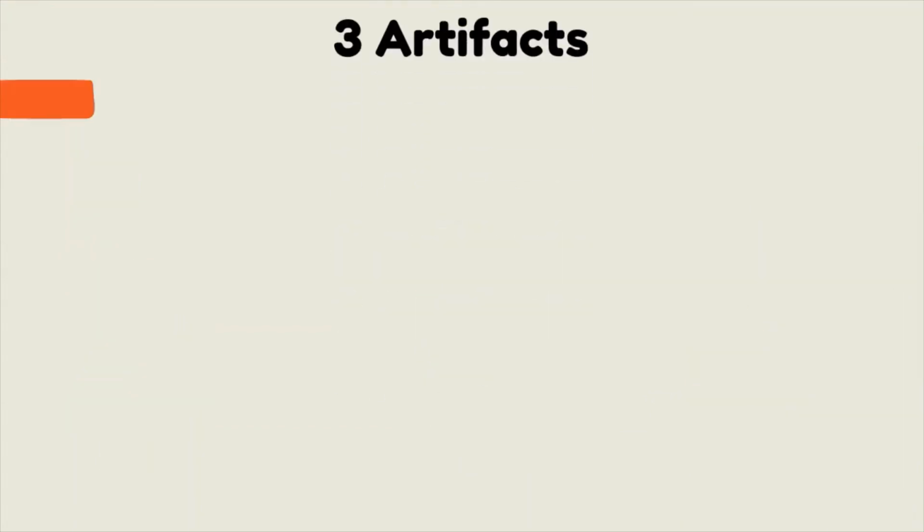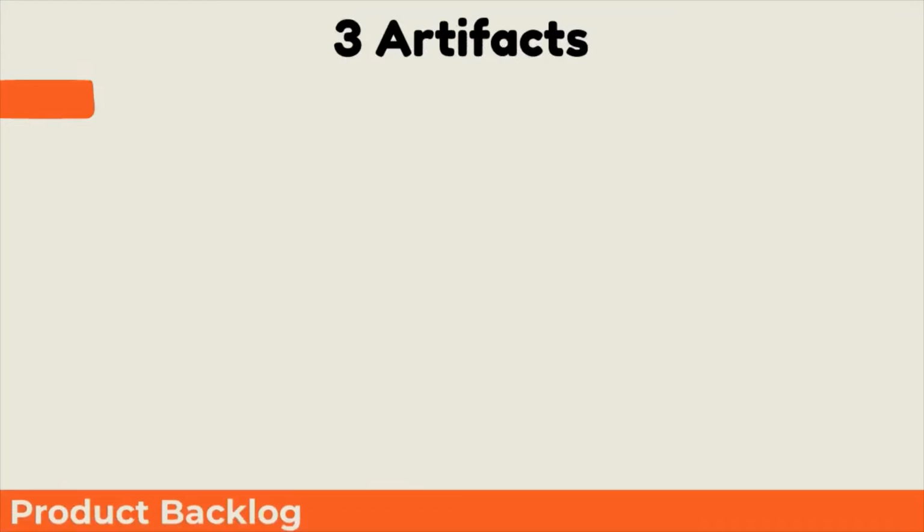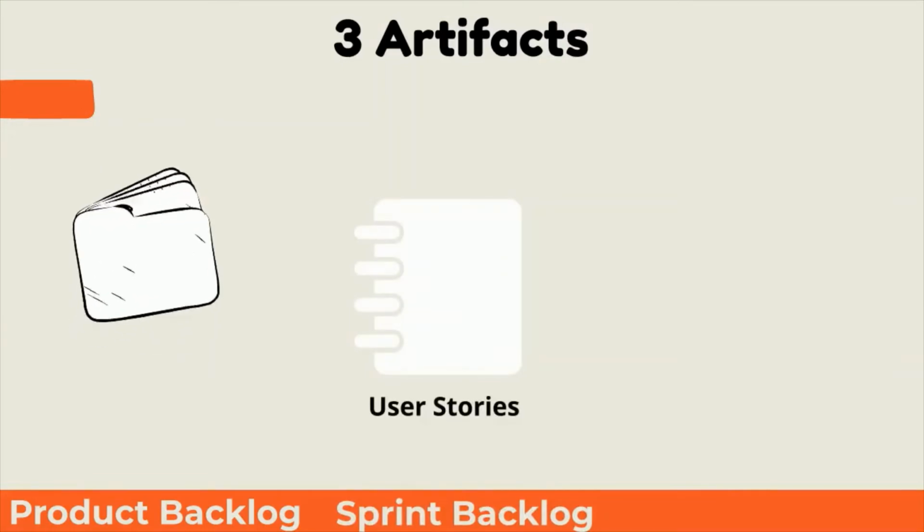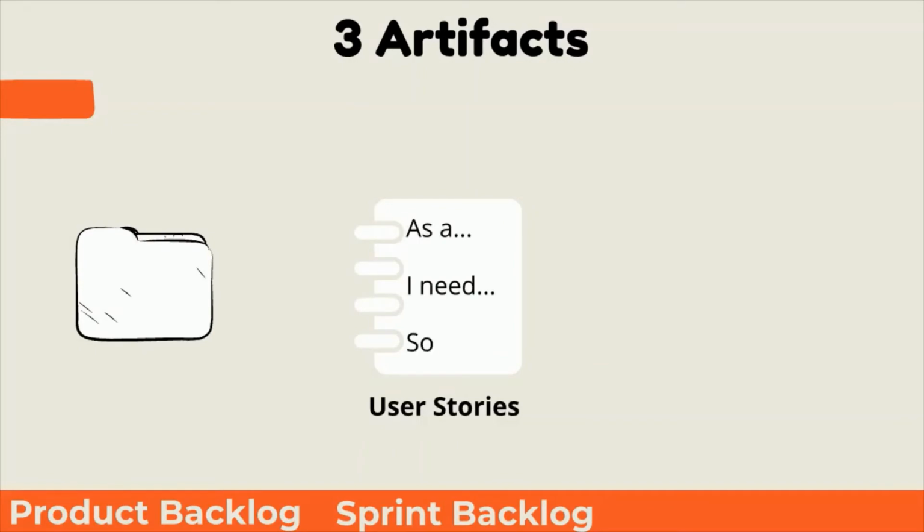There are 3 artifacts used in Scrum. First is the product backlog. This is where the product owner creates a prioritized list of features known as user stories. This list changes with every sprint. User stories are a way of describing a feature set that follows the format "I need... so that...". This way the product owner can estimate the right amount of detail for each task.